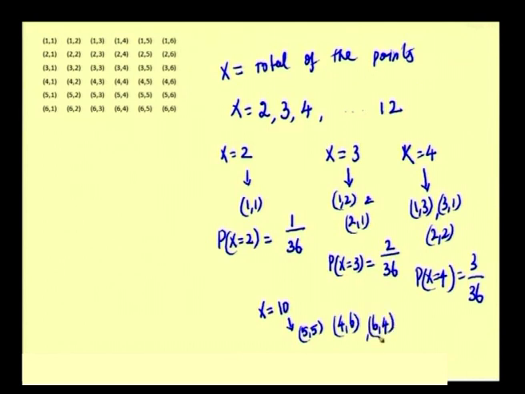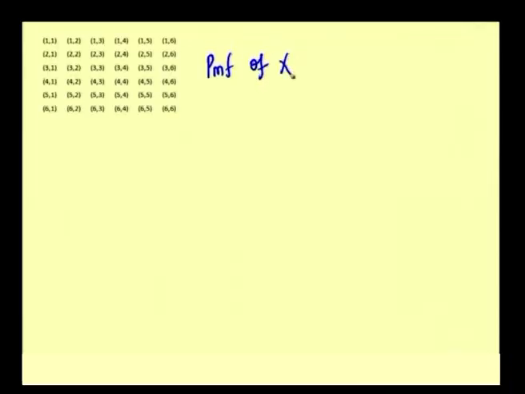Any other possibility giving you x is equal to 10? Only these 3 possibilities. Therefore, the corresponding probability is P of x is equal to 10 is 3 by 36. Summarizing all these probabilities, when you put it in a tabular column, it becomes a probability mass function. This is how we construct the probability mass function, PMF. Write down the PMF of x, the probability mass function of x.